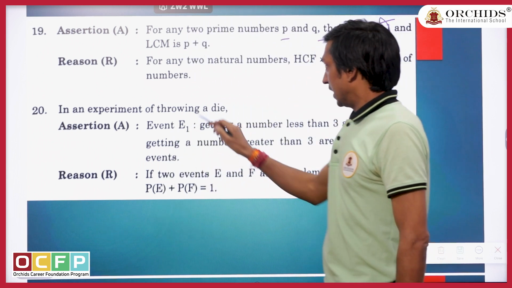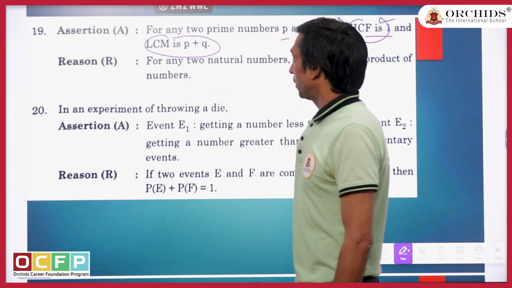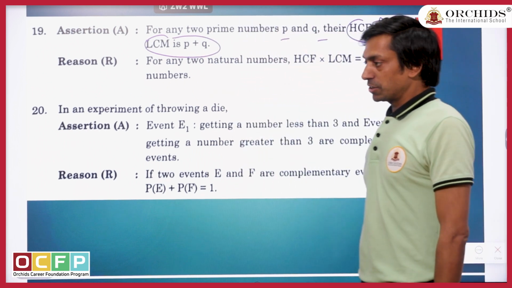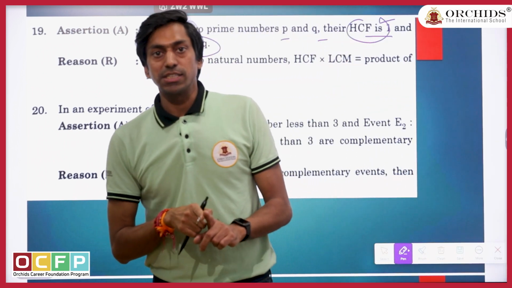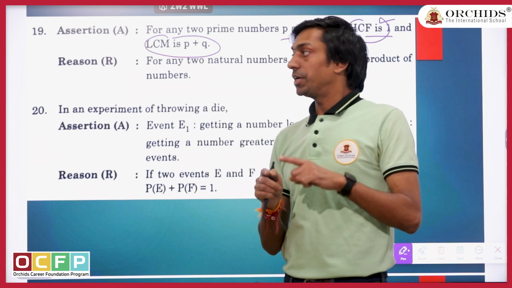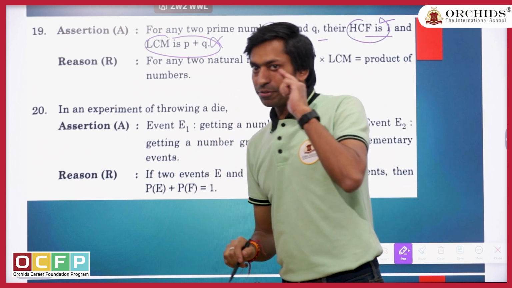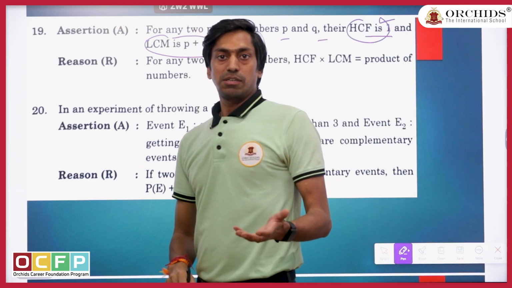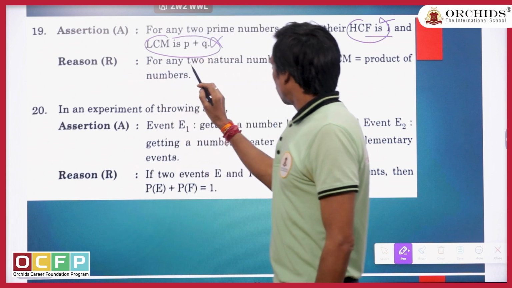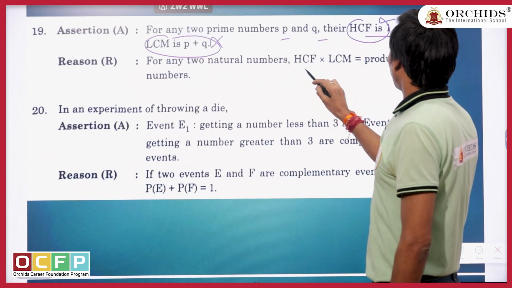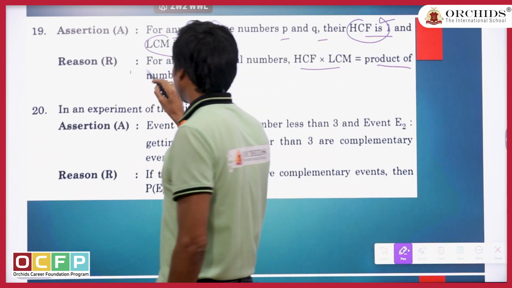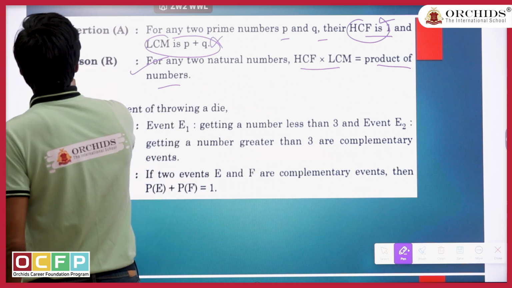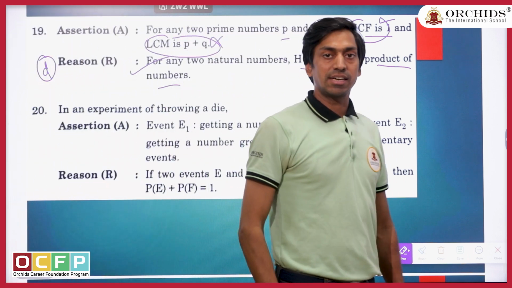This part is correct. Next, they are saying LCM is P plus Q. No, LCM cannot be P plus Q. For two prime numbers, LCM is the product of the prime numbers, P into Q. So this part is wrong, and we know that if assertion is wrong, then answer will be D. But we can check the reason also. For any two natural numbers, HCF into LCM is equal to the product of these two numbers. So that reasoning is correct. So the answer is assertion wrong, but reason correct, option D.